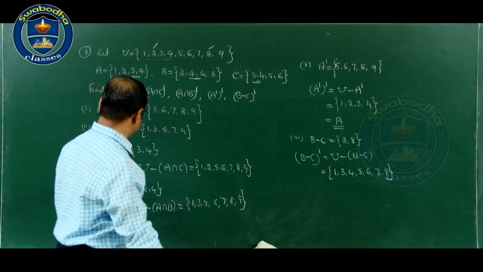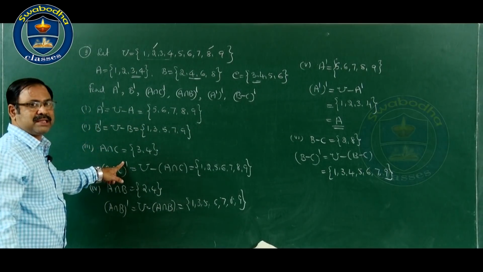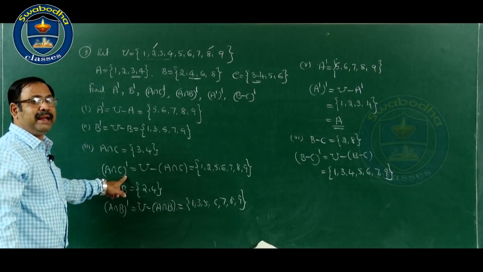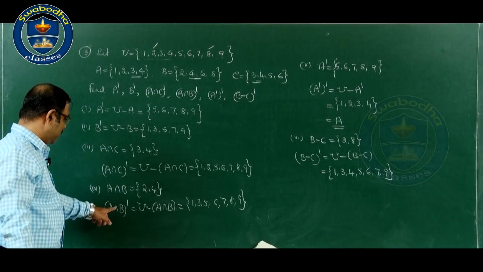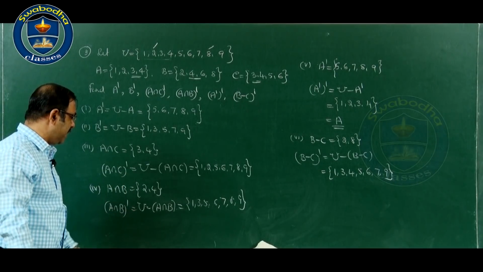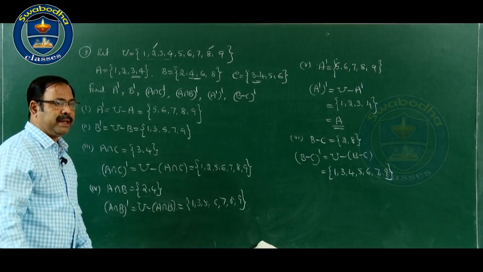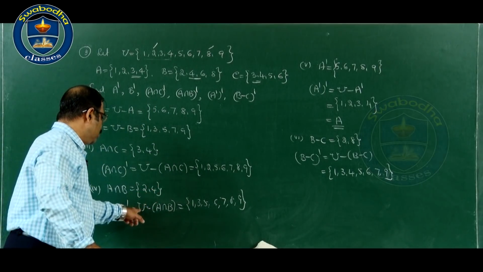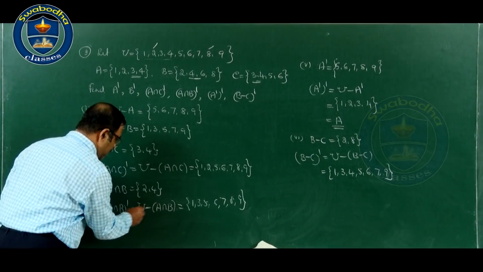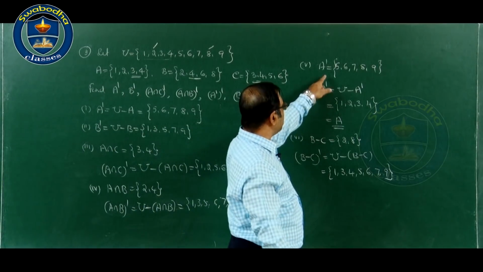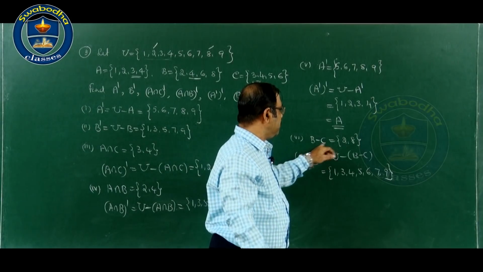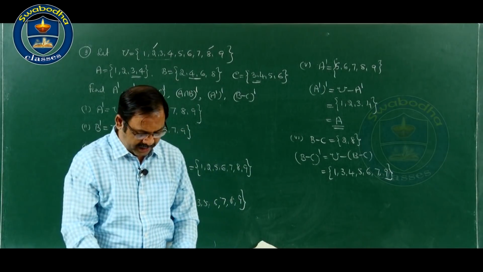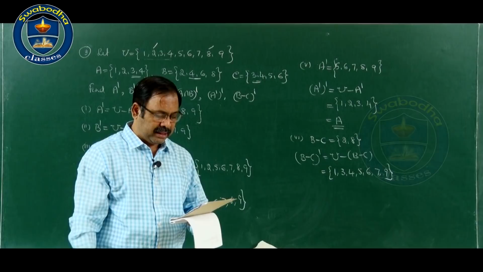So while finding this, once again, while finding A intersection C complement, first what you have to find? A intersection C. Then you can write A intersection C complement. Similarly, while finding A intersection B complement, first what you have to find? A intersection B. Then A intersection B complement is U minus A intersection B. Similarly, now we need B minus C complement. So first what do you write? B minus C. Next you can write B minus C complement. Okay. I hope this idea is clear to all of you.